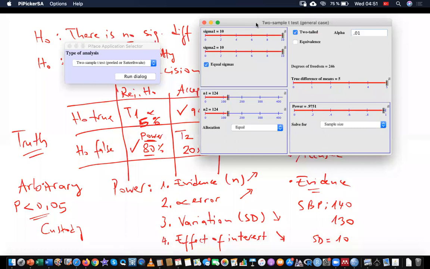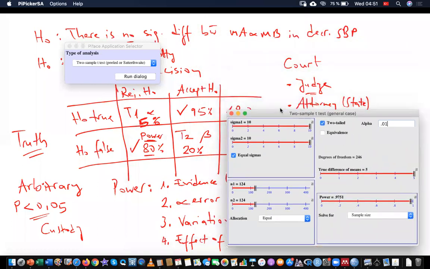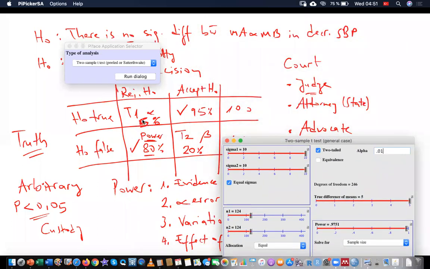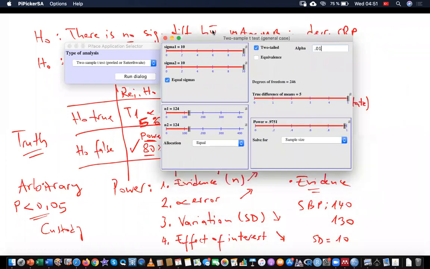Why will it decrease? Look. Alpha error and beta error are disproportionate. If one is increasing, the other one is decreasing. So if you decrease alpha error, you will increase beta error. If the beta error is high, it means you will have lower power.